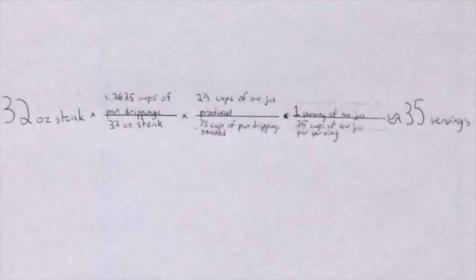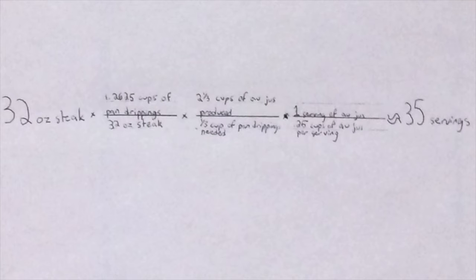Most recipes for au jus call for about 1/3 of a cup of pan drippings in order to produce 2 1/3 cups of au jus. These 2 cups that are not from the pan drippings are a result of beef broth that is added to enhance the taste of the au jus. We have now calculated how much au jus we can make from one steak.